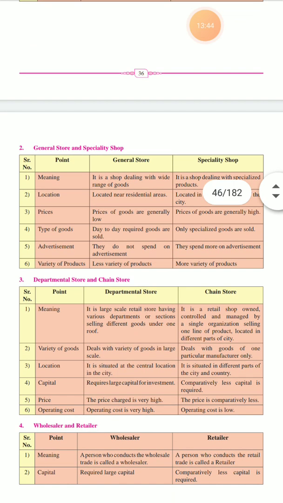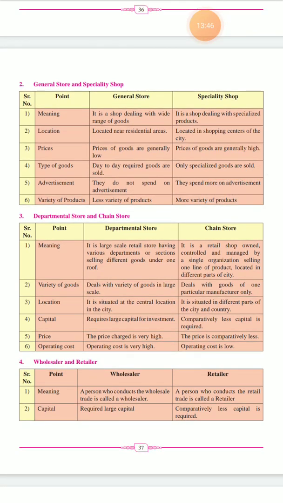Okay, next is departmental store and chain store. These are what, fixed shop retailers. Okay, they have a fixed shop, fixed place of their business, that is departmental store and chain store. Meaning of departmental store: it is a large scale retail store having various departments or sections selling different goods under one roof. Okay, in departmental store, it is a very large store having various departments or sections of different goods under one roof.